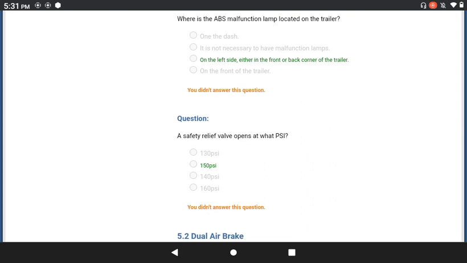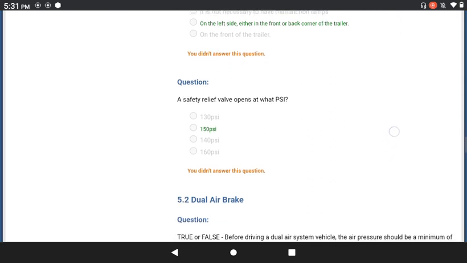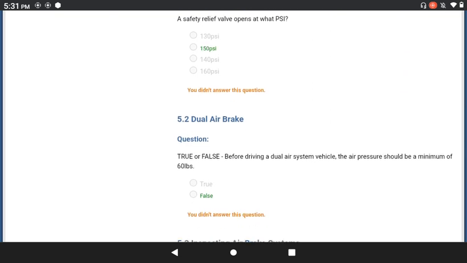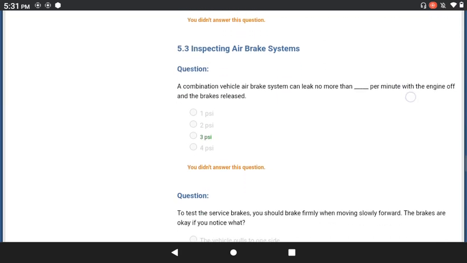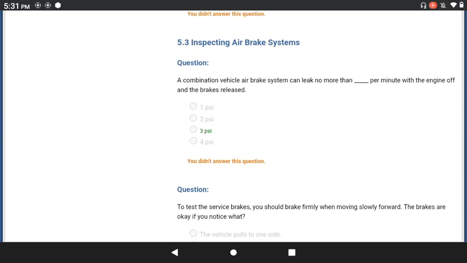A safety relay valve opens at what PSI? 150 PSI. True or false? Before driving a dual air system vehicle, the air pressure should be a minimum of 60 pounds. That answer is false. A combination vehicle air brake system can leak no more than 3 psi per minute with the engine off and the brakes released.